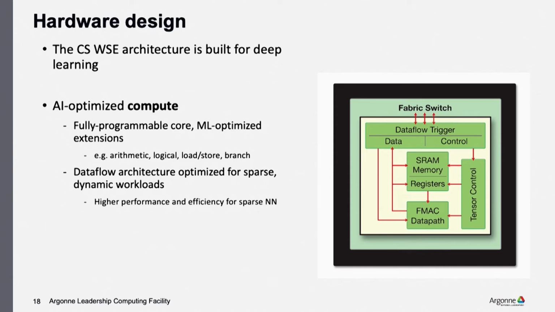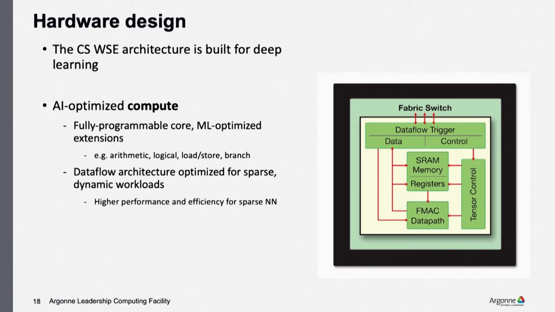In the next step, I will talk about how they improve the performance in terms of compute, memory access, and also communications. For the compute, they have fully programmable cores and machine learning optimized extensions, and also a dataflow architecture optimized for sparse dynamic workloads. As we can see, this is the microarchitecture of the Cerebras chip.